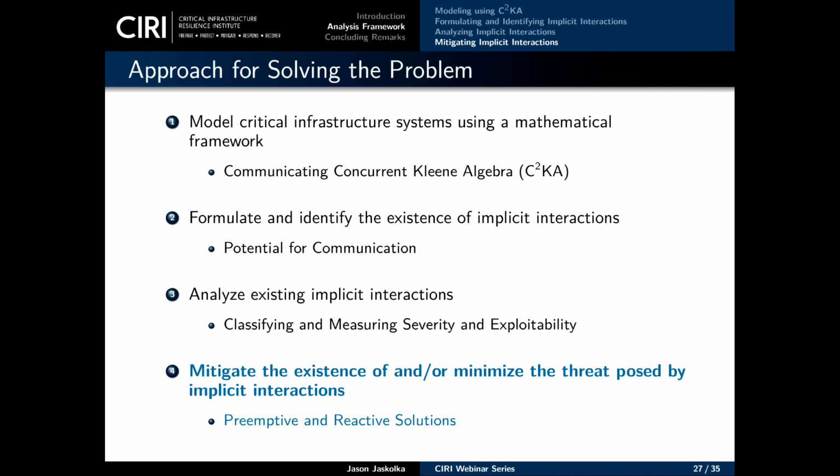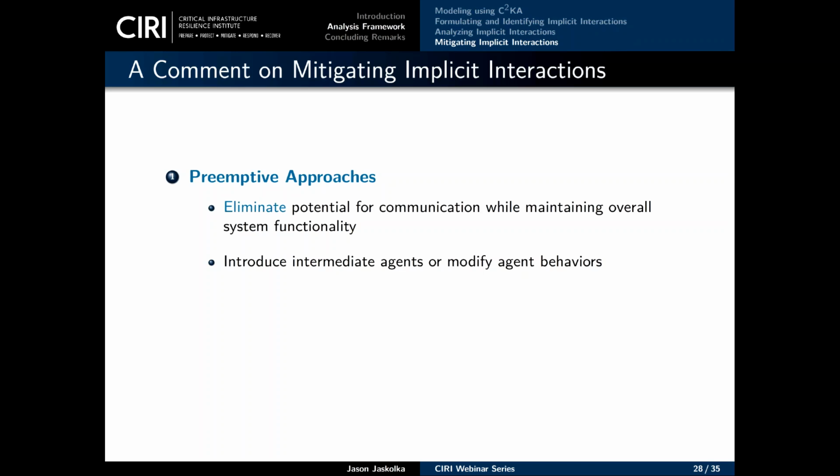So for preemptive approaches, what we really strive to do is eliminate the potential for communication between two agents that may have an implicit interaction between them, but still the catch is that we want to maintain the overall system functionality. So while it's very easy to say, well, we'll just not have any of our components talk to each other, while that will solve the problem of implicit interactions, it will also make your system completely useless.